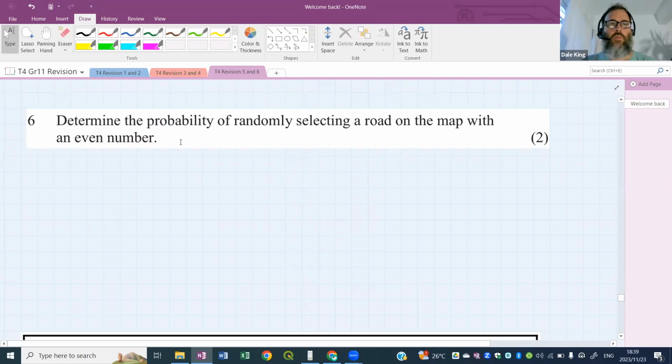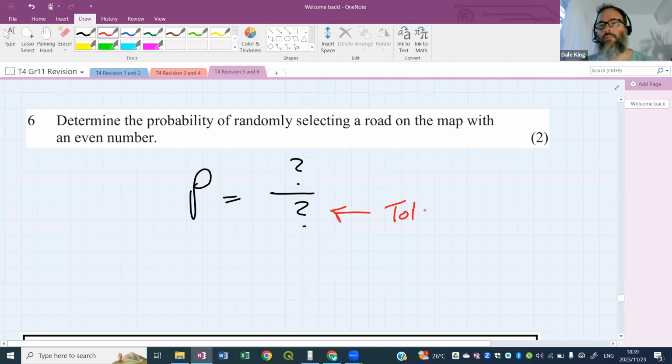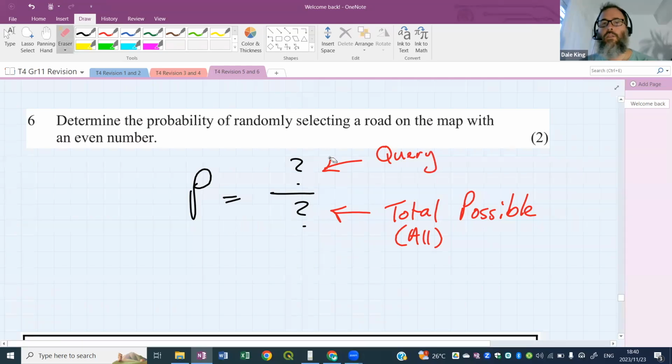So, determine the probability. Now we know with probability, we need a fraction, with something at the top and something at the bottom. The number at the bottom is the total possible: all the possibilities. And then the number at the top is our query. For this question, we need to find the total possible first, and then we can find the number at the top afterwards. So the probability of randomly selecting a road on the map with an even number.